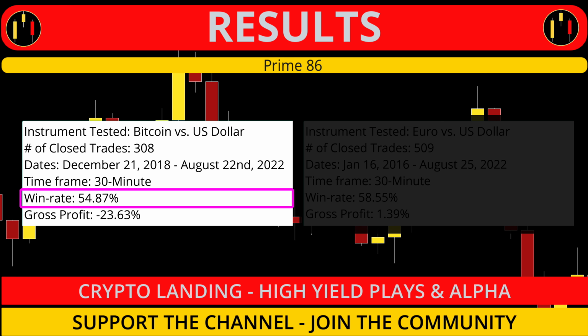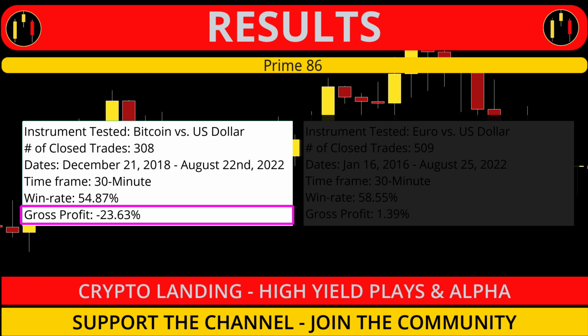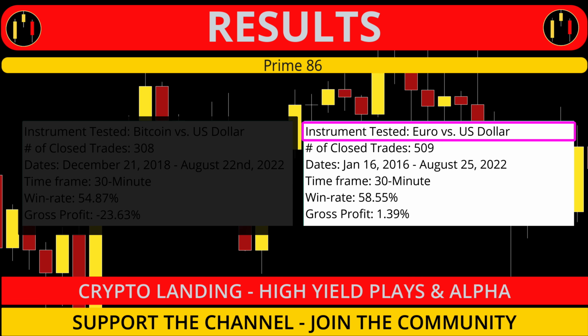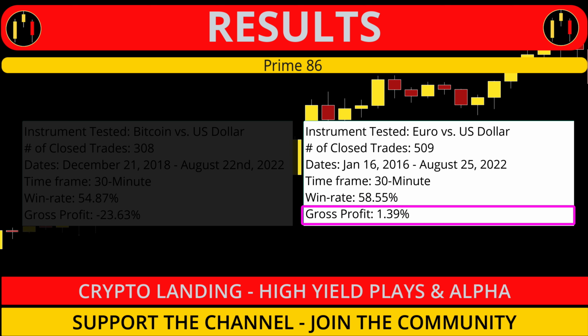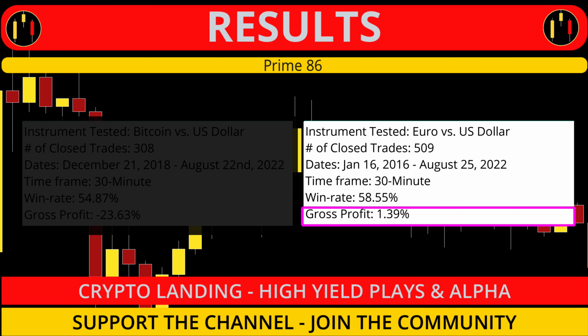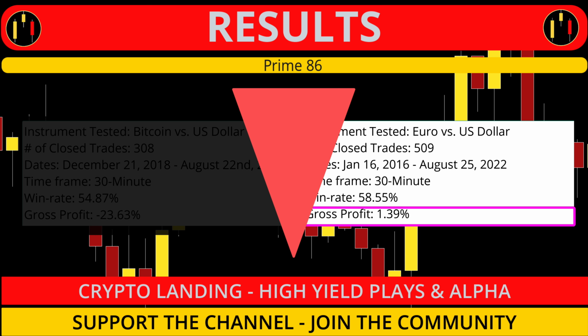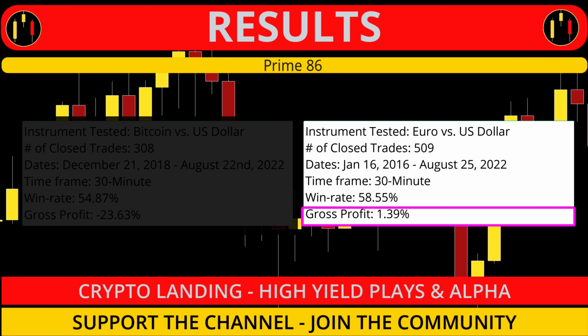However, due to the dynamic nature of the system, the gross profit was underwater at minus 23.63%. On the Euro versus the US dollar, the win rate was better at almost 60%, but the gross profit was 1.39%. And realistically speaking, including spreads and fees, this would have been a net loss, unless you are trading with Henko Trade or another zero-fee broker.